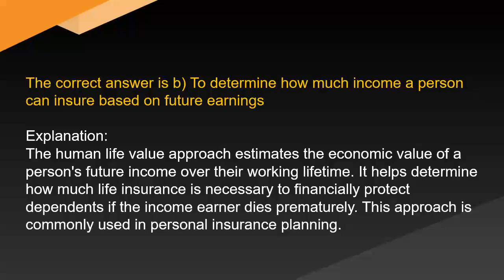The correct answer is B. To determine how much income a person can insure based on future earnings. Explanation: the human life value approach estimates the economic value of a person's future income over their working lifetime. It helps determine how much life insurance is necessary to financially protect dependents if the income earner dies prematurely. This approach is commonly used in personal insurance planning.